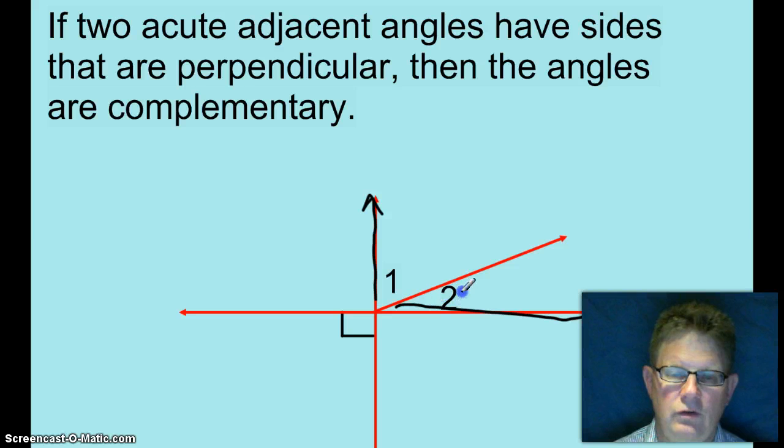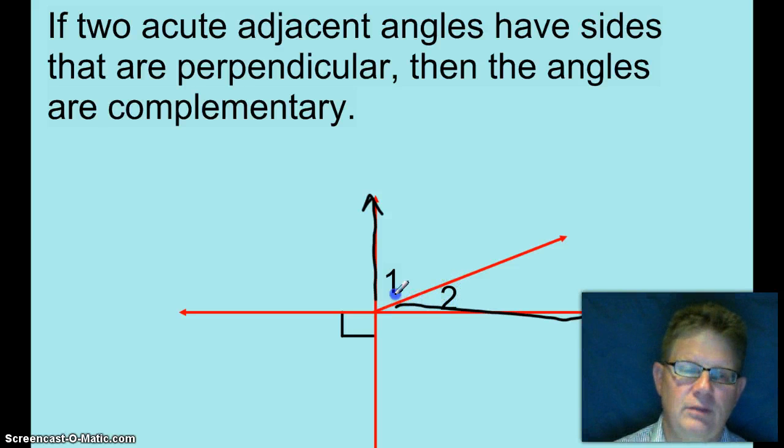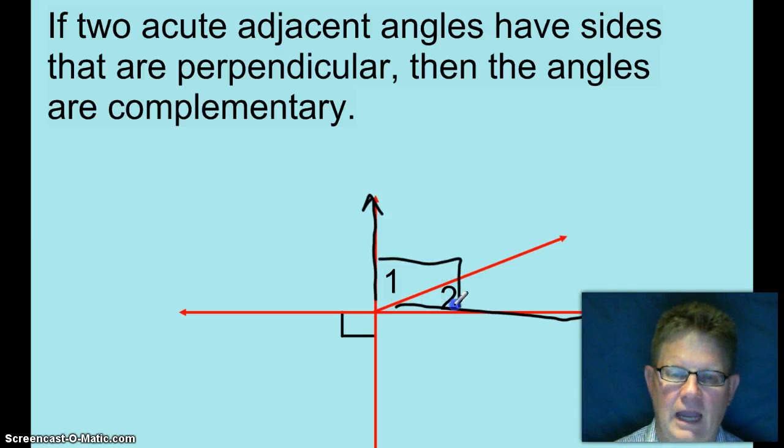then angles 1 and 2 are complementary. And of course that makes sense because this whole angle is 90 degrees. So 1 plus 2 has to equal 90 using the angle addition postulate. So that means that 1 and 2 are complementary. Not real complicated, is it, so far? Alright, let's move on.